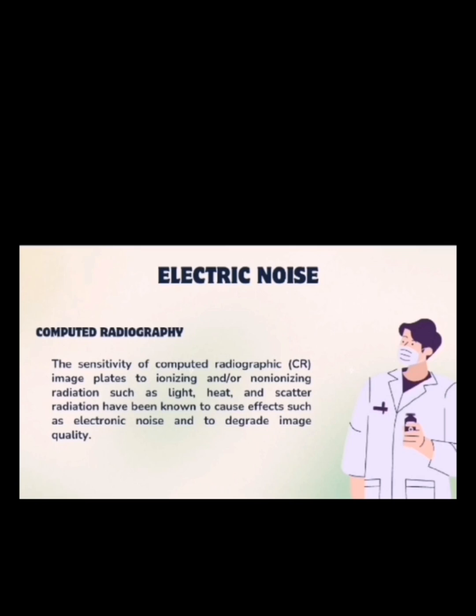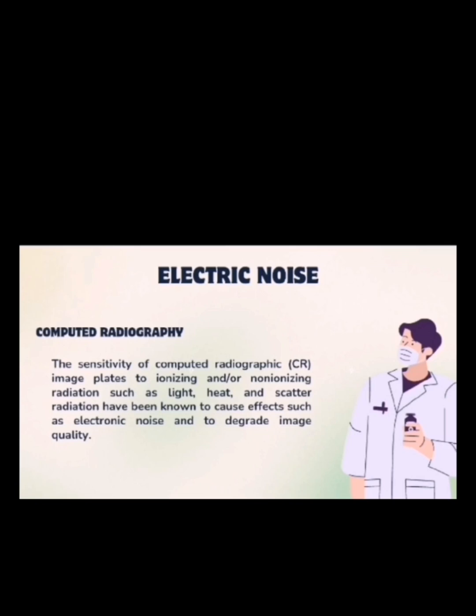Electronic noise in computed radiography refers to random fluctuations in the electronic signals generated by the components of the imaging system, such as the detector and amplifier, during the process of capturing and processing the X-ray image. This noise can be caused by various factors, including thermal fluctuations, imperfections in electronic components, and interference from external sources. It can manifest as background noise or interference in the final image, reducing image clarity and diagnostic quality.